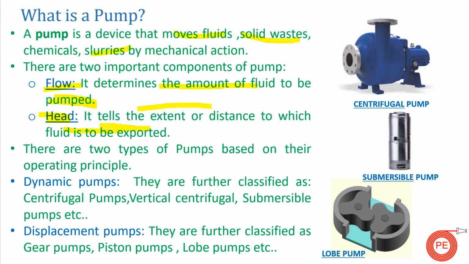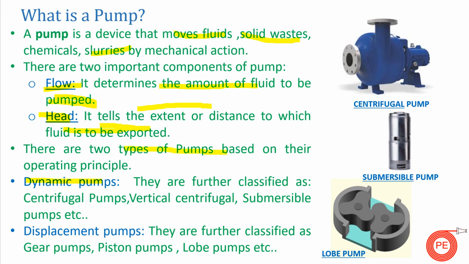Suppose we need a pump for a system, we will require a pump of 15 meter cube per hour at 30 meter water column head. So 15 meter cube per hour will be the flow that the pump will be transporting from one place to another, and 30 meter water column will be the head or the discharge pressure at the discharge flange of the pump. Based on the operating principle, there are two types of pumps.